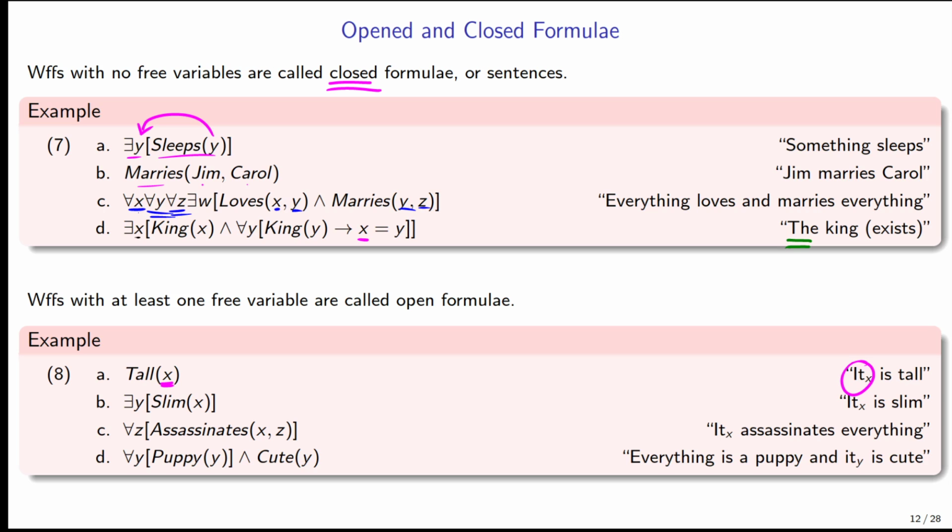Exists a y such that x is slim. Well, x is free. There's nothing binding x. Well, there's an exists y out there, but there's nothing with y in there, so we just ignore it. So there would be x is slim.